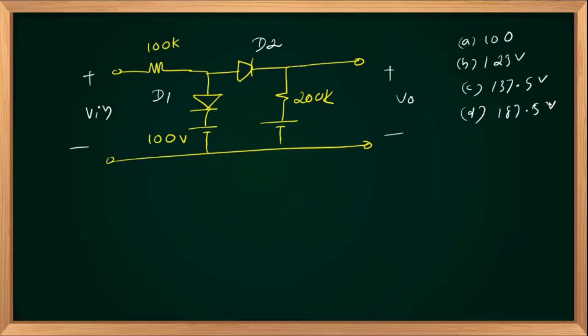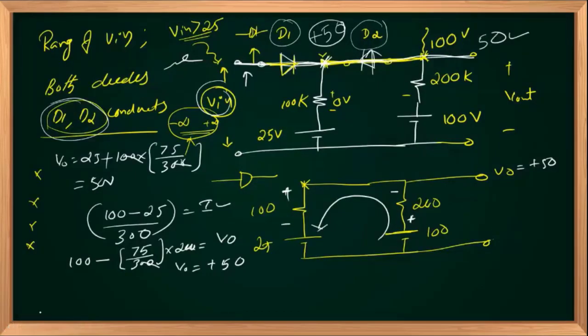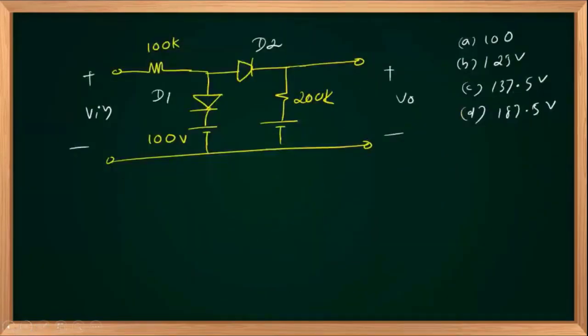Here you should note that both diodes are reverse biased. In the earlier problem, one diode was forward biased due to this positive source. Here both are reverse biased. So second supply voltage, let us take it as 25 volts.